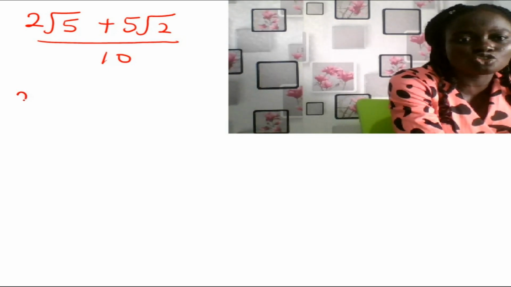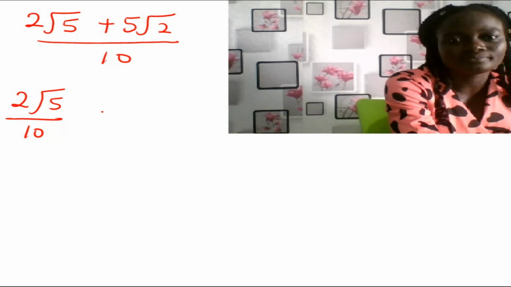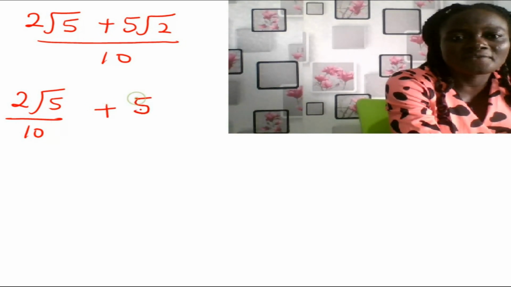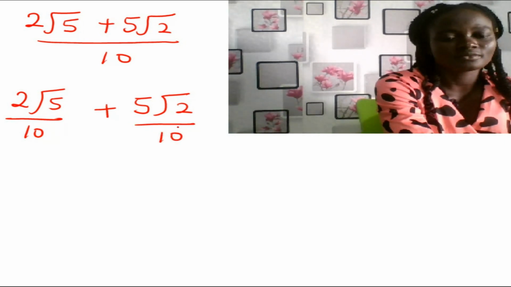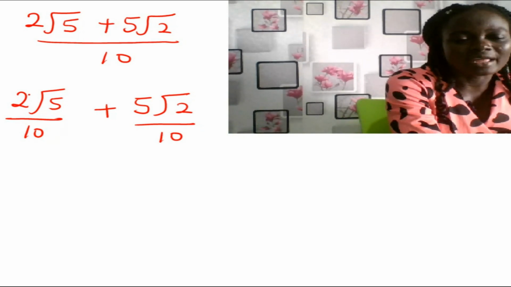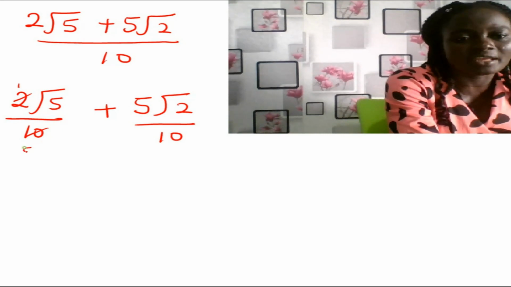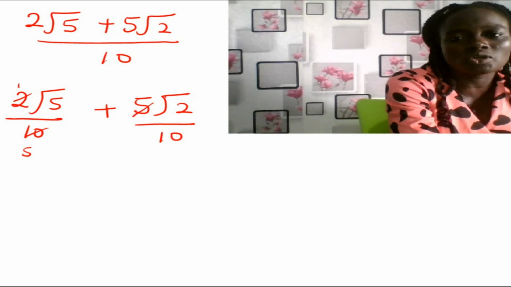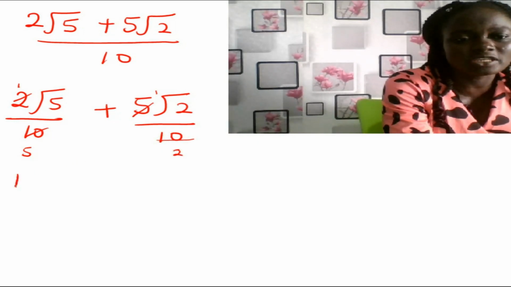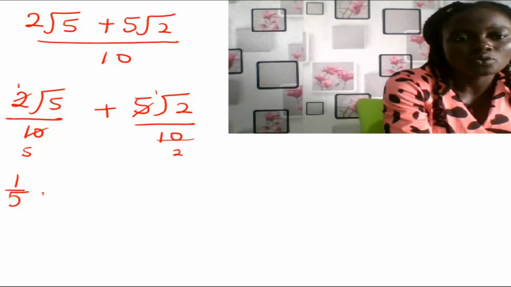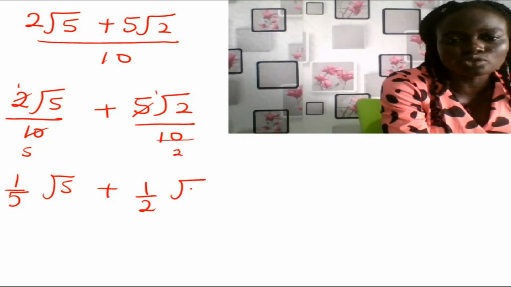So this will give us 2 root 5 over the denominator plus 5 root 2 also over the denominator. With that, we can simplify this. 2 goes into itself 1 and goes into 10 5 times. 5 also goes into itself 1 and goes into 10 2 times. So this will give us 1 over 5 root 5 plus 1 over 2 root 2.